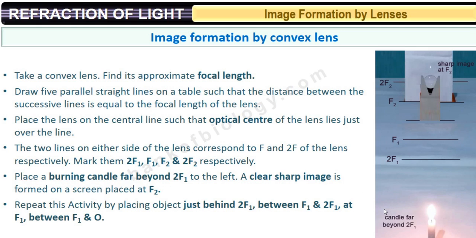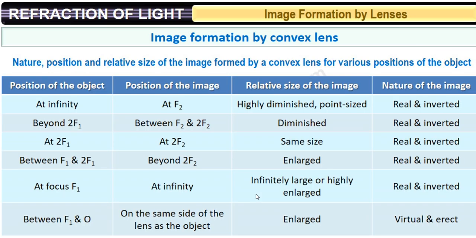Place a burning candle far at 2F1. Clear sharp image is formed on a screen placed at F2. Okay, we can see an image of the candle formed at F2. Repeat this activity by placing the object just behind 2F1, between F1 and 2F1, and between F1 and O. So image formation by convex lens again. We have 6 cases, similar to how we were getting in concave mirror. Same with convex lens, we are getting six cases.